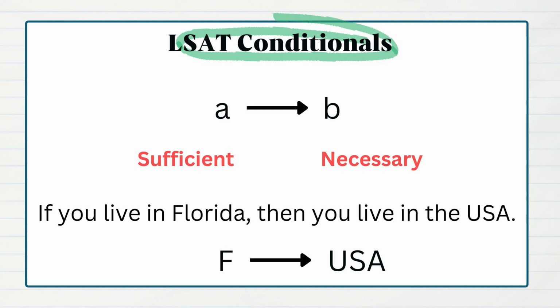So if you live in Florida, then you live in the USA, but there are other conditions that also make you live in the USA. So some other sufficient conditions would be Ohio, California, Texas, Alaska, New Jersey, and so forth. On the other hand, the second half, USA, is necessary, because if you think about it, if you live in Florida, necessarily you have to live in the USA. You don't live in Italy, you don't live in Germany, you don't live in Japan, you live in the United States of America.